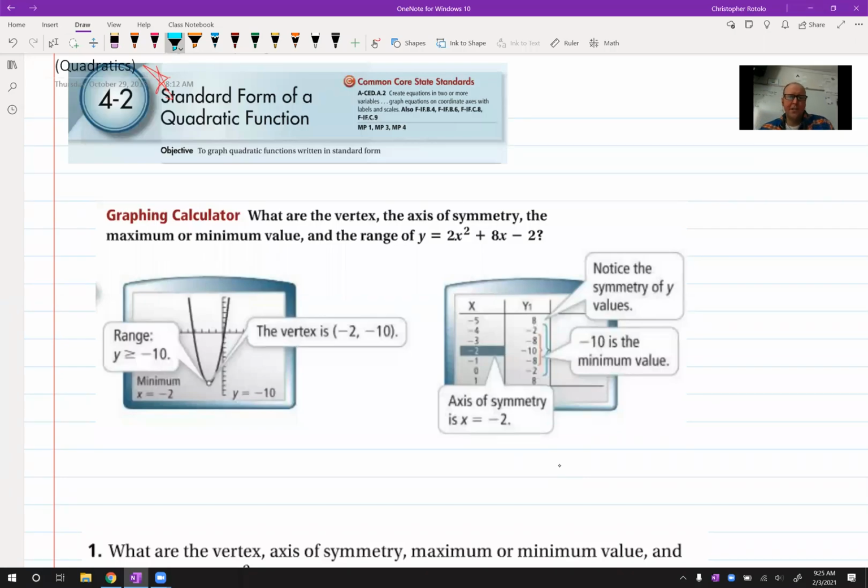Hey, Algebra 2, we're going to continue with these quadratics and trying to graph them now. You know how to solve all those things. We know how to translate them, but here's the problem. Sometimes our equations look like this, and I don't know much about this one.